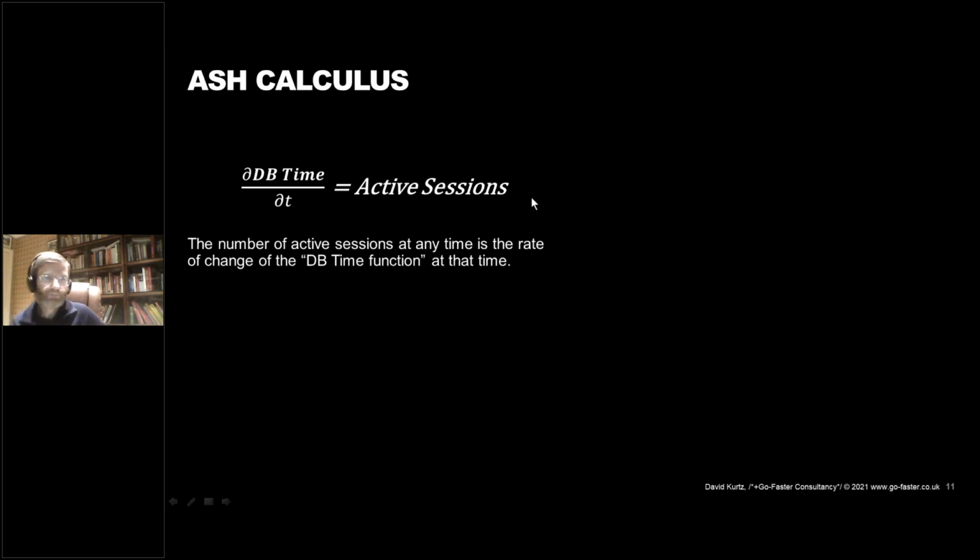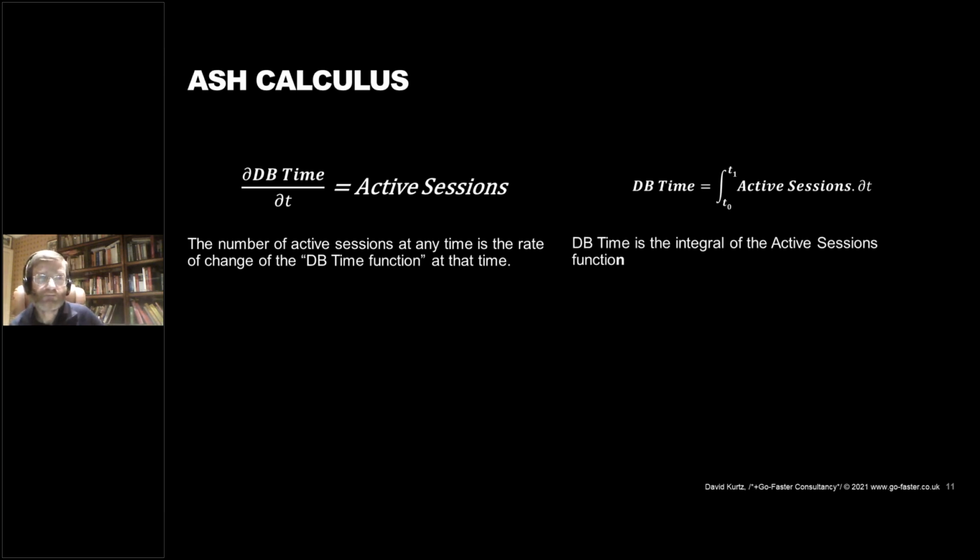What is that mathematical basis then for ASH? This is John Beresniewicz's work, and he says that the rate of change of database time, the rate at which you accumulate database time, is equal to the number of active sessions. And therefore, if you integrate the number of active sessions across a period of time, then that's the total database time in that time window. That's the calculus of ASH.